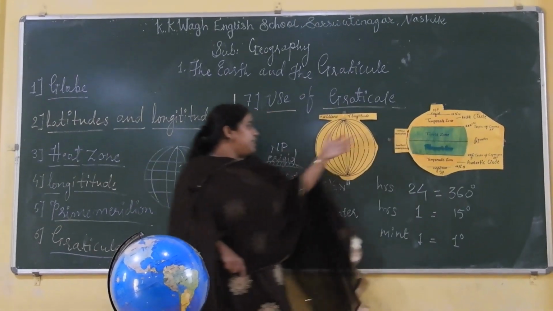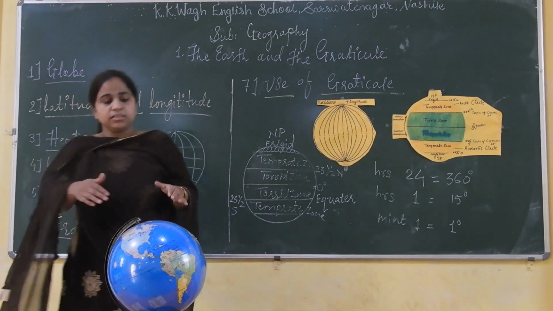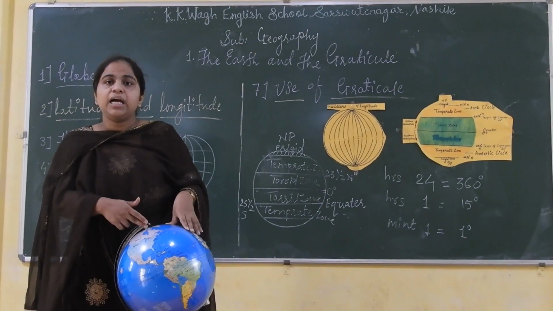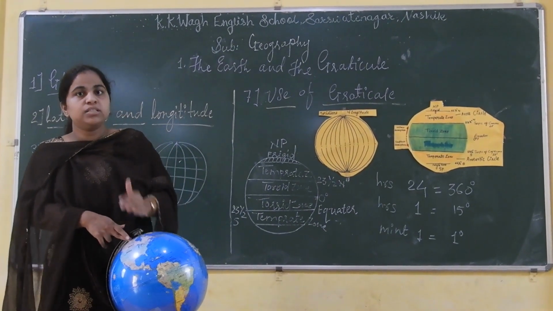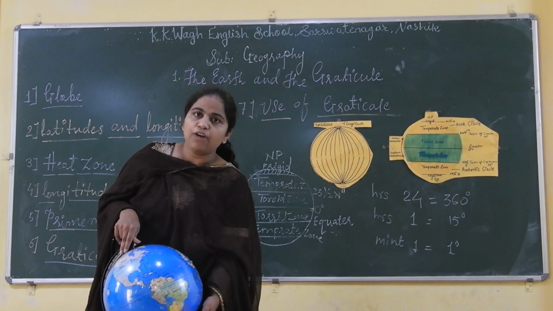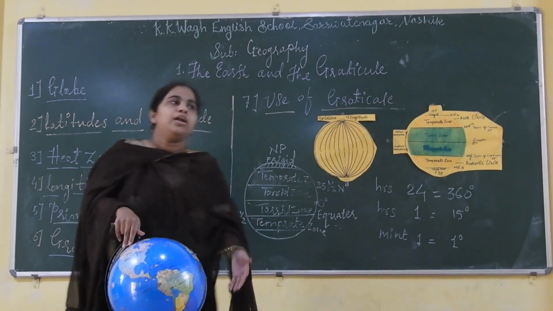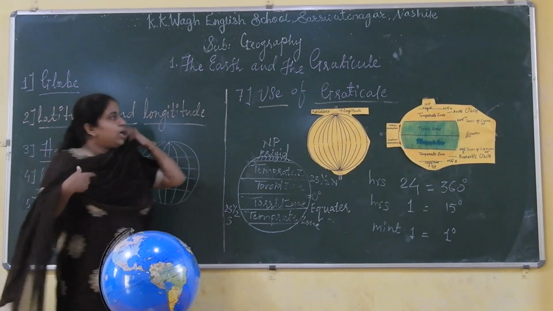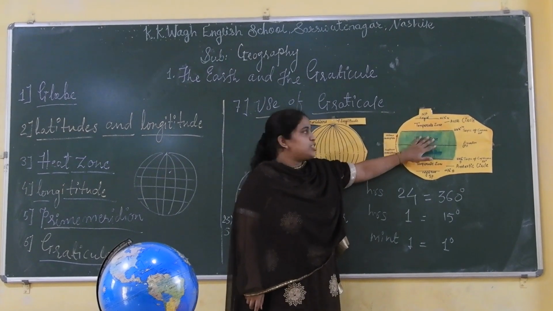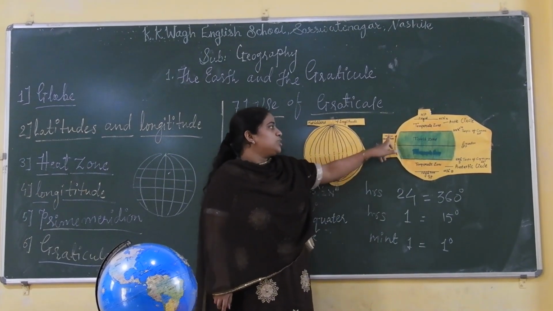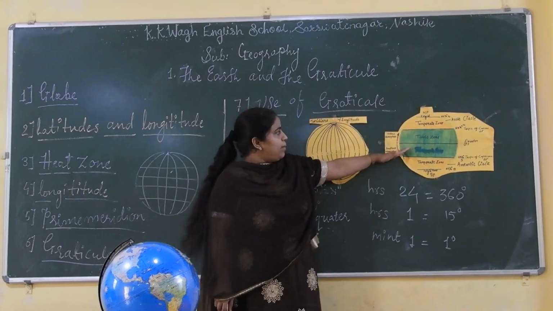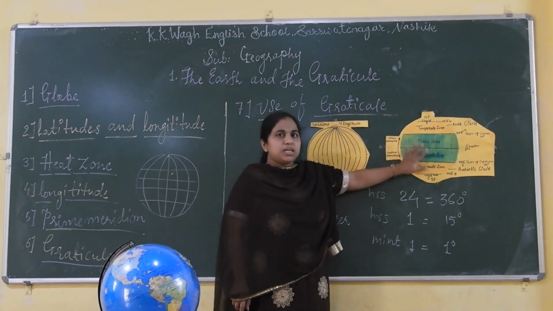After that, from 66 and a half degrees to 90 degrees, it is called the frigid zone, in the North Pole and in the South Pole. 66 and a half degrees to 90 degrees is the frigid zone. Now, the equator has divided Earth's surface into two parts. The first part, the upper or northern part, we call the Northern Hemisphere, and the lower part is called the Southern Hemisphere.